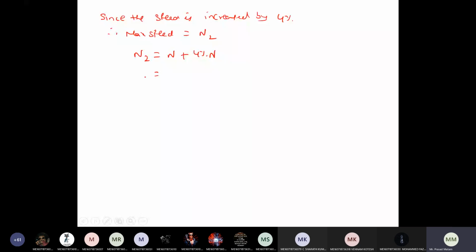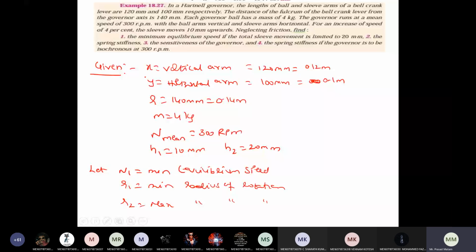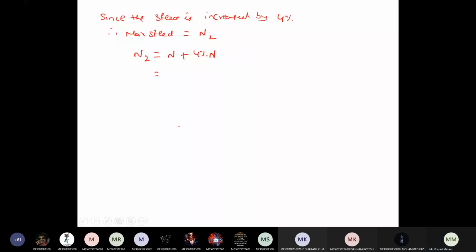Let me check the question. Yeah, the governor runs at a mean speed of 300 RPM. Okay, mean speed is 300 RPM. That is 300 plus 4% of the 300. How to solve this one? 300 plus 4%, which is 0.04 into 300. What is N2 we are getting from this? This comes as 312 RPM.